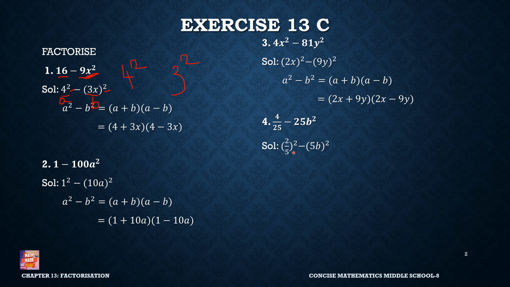Again it is in the form of a square minus b square. a is 2 by 5 and b value is 5b. Right, children? Now just substitute the values over here.